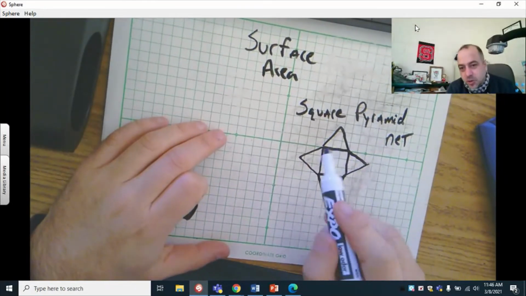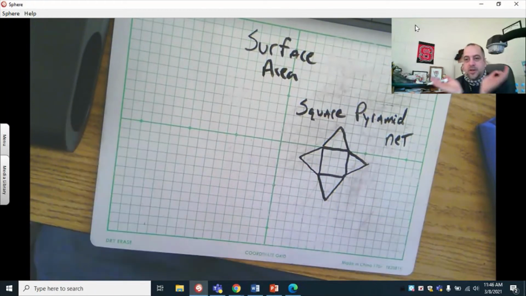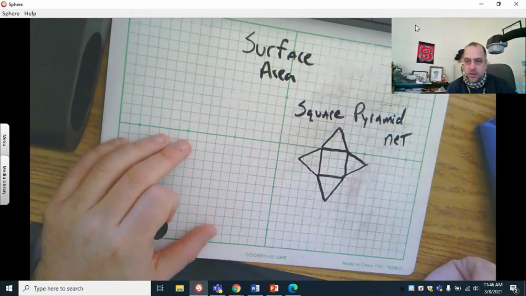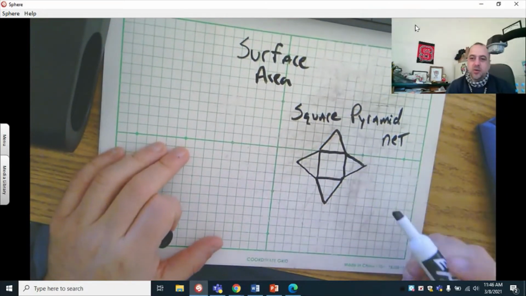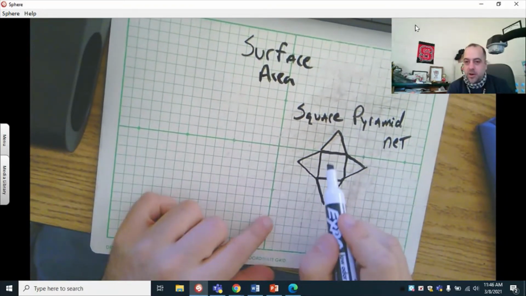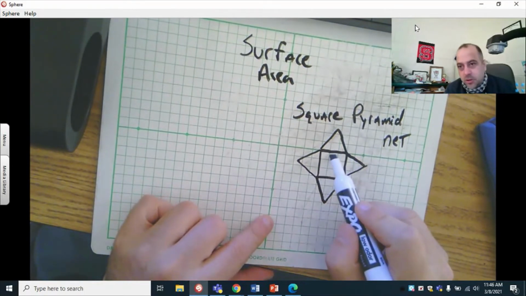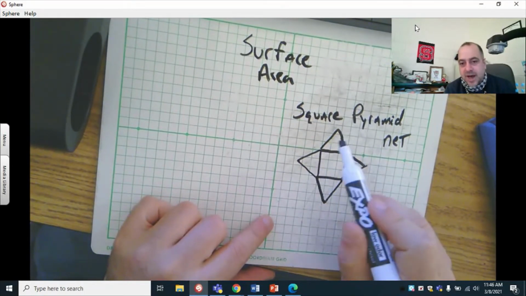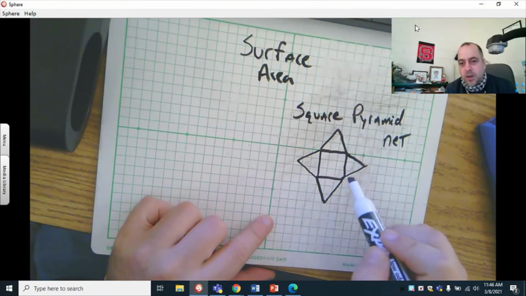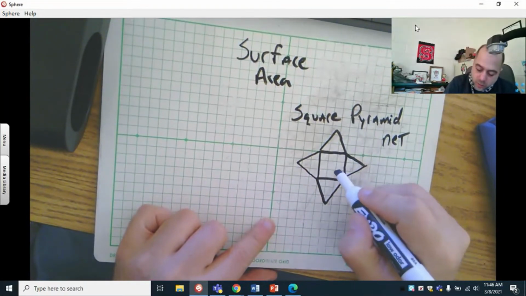If you took these little walls right here and lifted them up, wouldn't it make a pyramid? Right? These 4 triangles. So we took the pyramid and we flattened it out and wrote it like this. And now we're going to do the area of all of these sides. We have 4 triangles and a square.